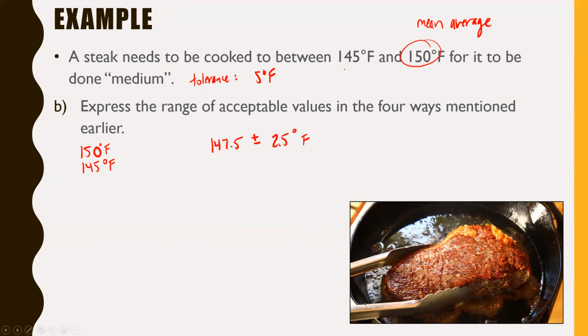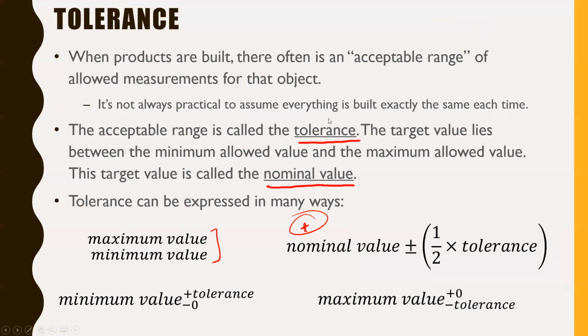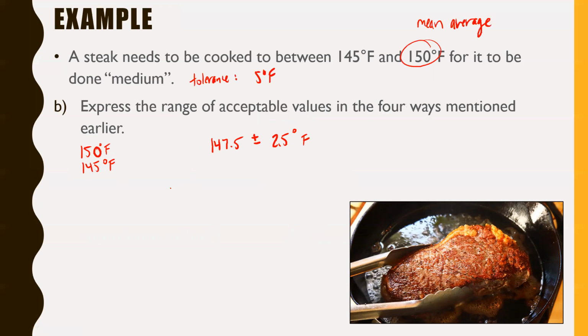Okay. Next way, scroll back because these next ways are weird. The next way is to write your minimum value and then plus tolerance minus 0. So this way it'll go pretty quick. We know our minimum value is 145. So 145 degrees Fahrenheit plus your tolerance. So plus 5 degrees Fahrenheit and minus 0. That's another way of writing this. I really don't like this way. I think it's a stupid way of writing it, but it is what it is.